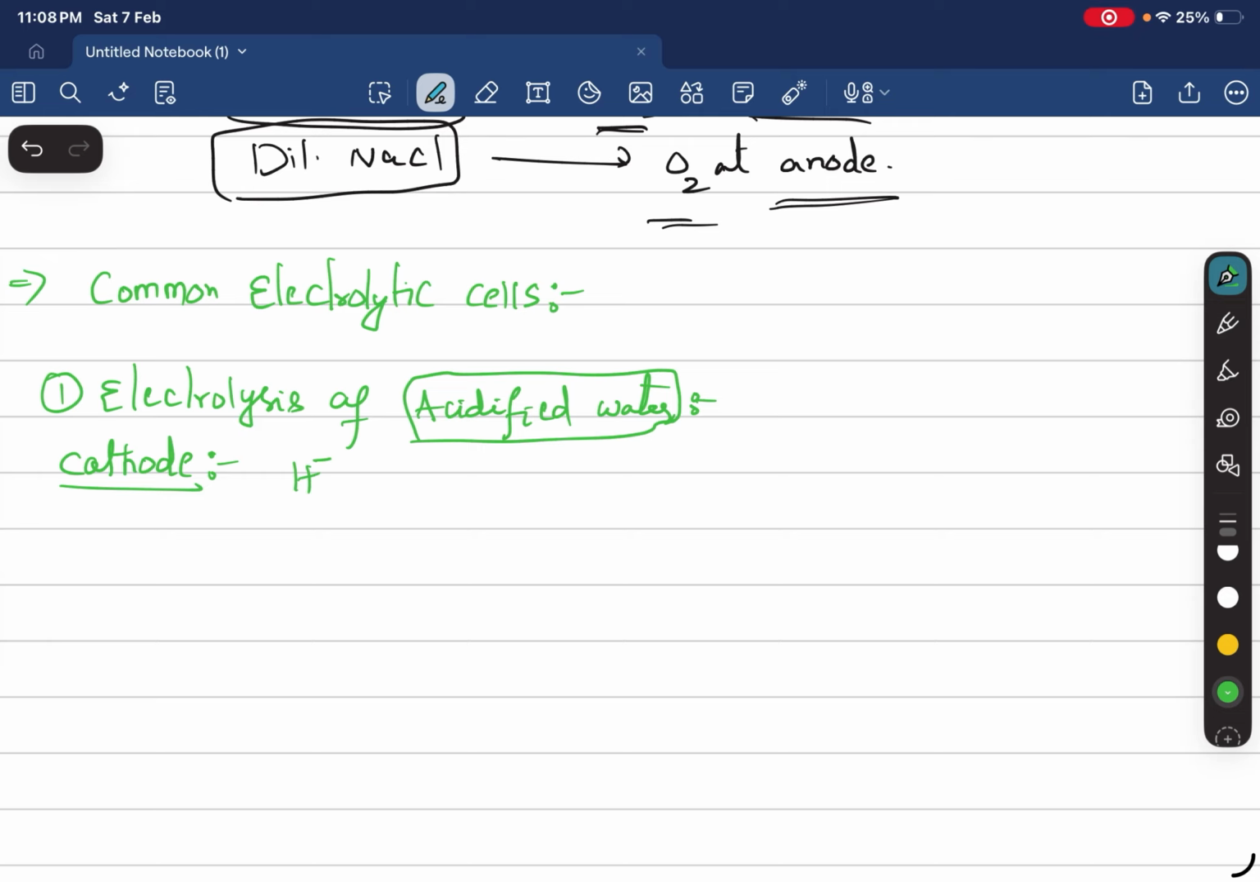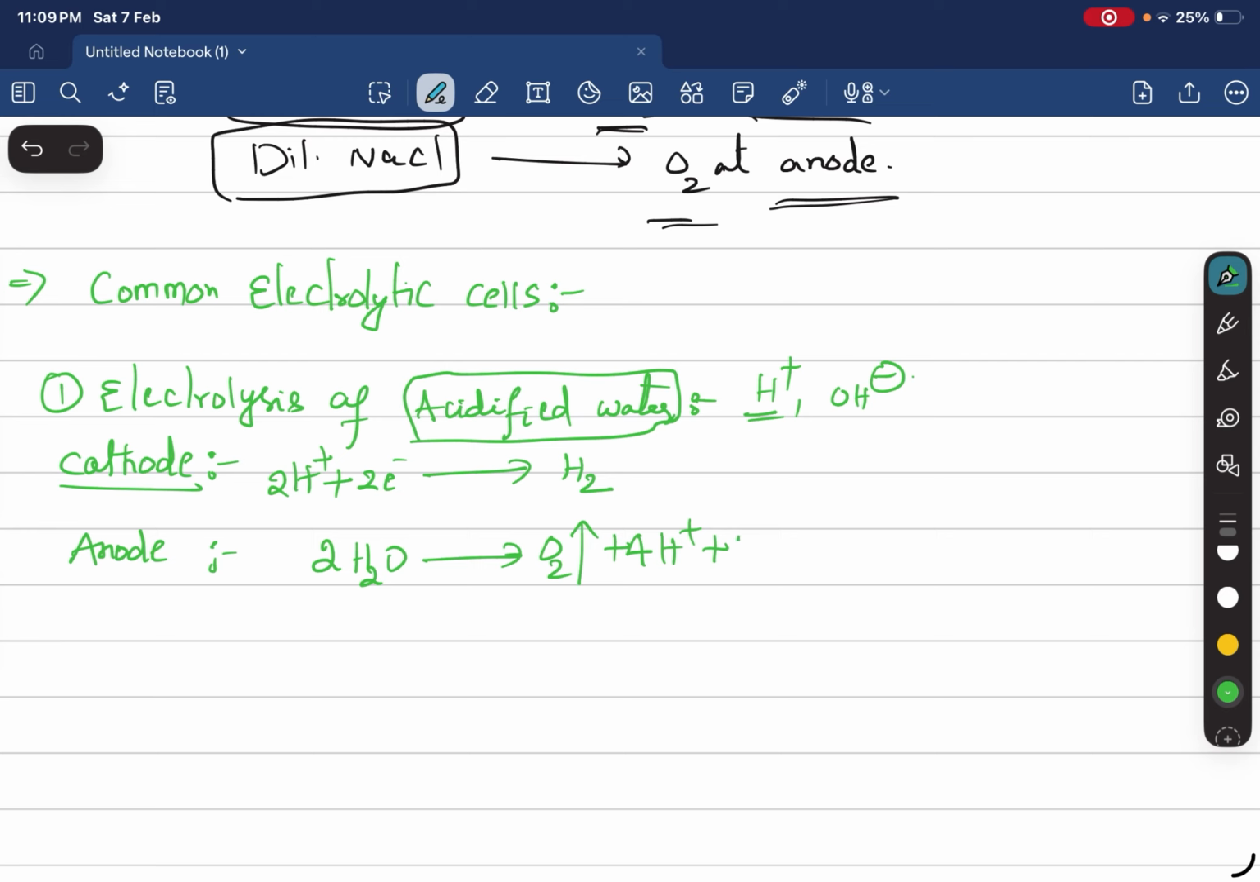So the cathodic reaction will be 2H+ + 2 electrons gives rise to H2 gas, because acidified means from acid also H+, from water also H+ positive ions, and negative ions are OH-. So here the anodic reaction will be OH- ions, or you can write H2O: 2H2O gives rise to O2 + 4H+ + 4 electrons.